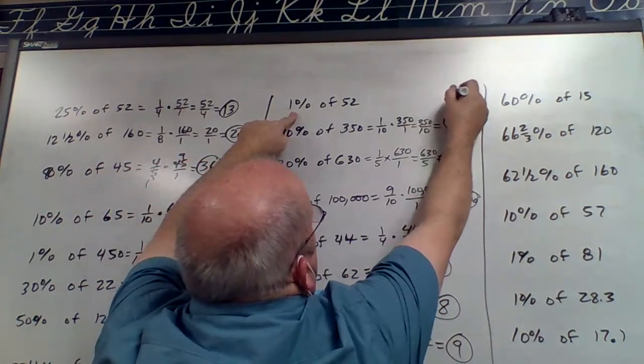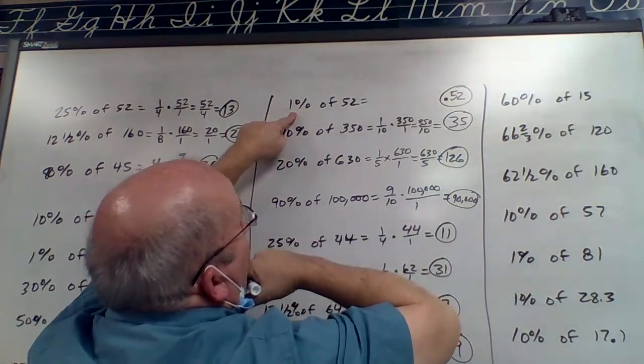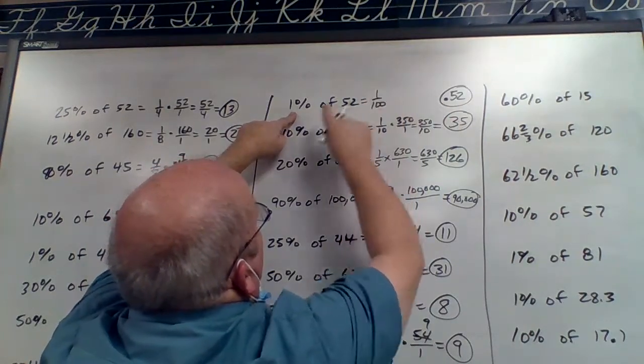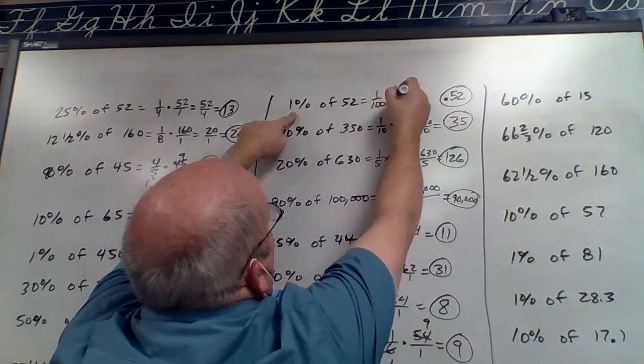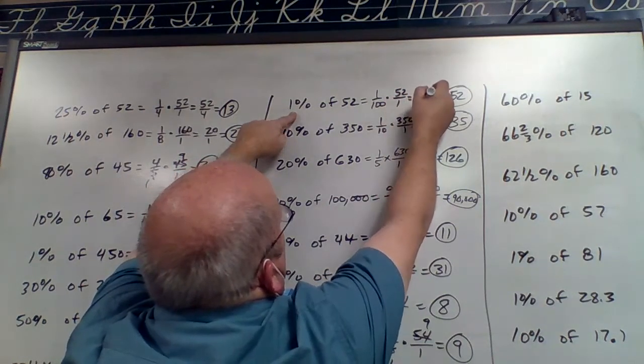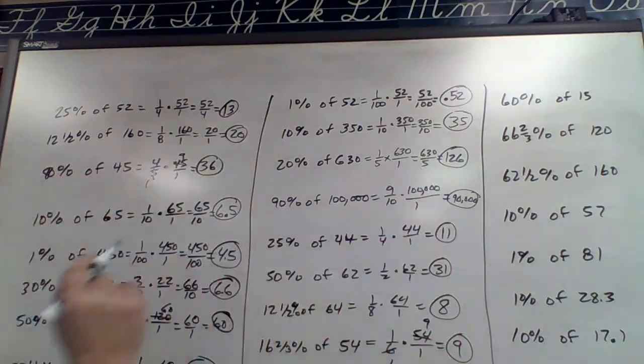Do you remember what I said about 1% of a number? Move the decimal point 2 places to the left. 2 places to the left. So automatically I know that this changes to 0.52. But if I do it by changing it to 1/100th, guess what? I would still get that same answer, because 52 over 100 is 0.52.